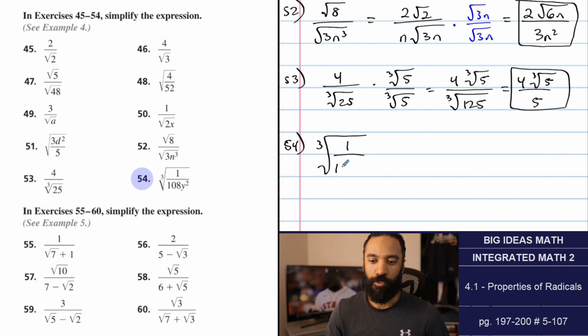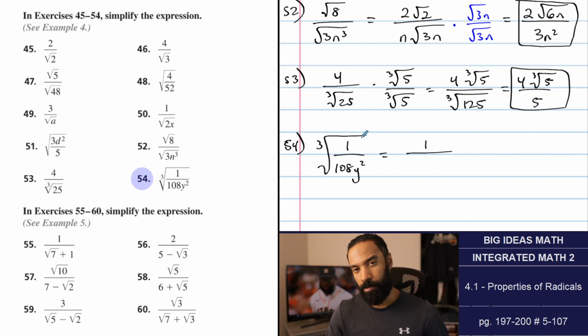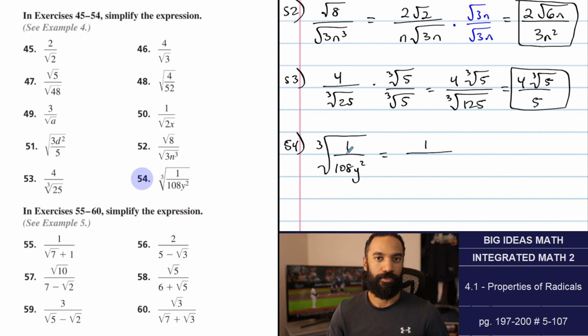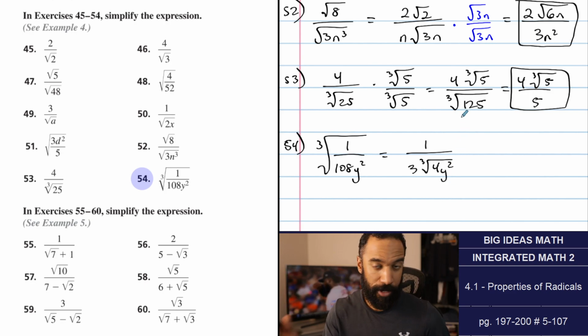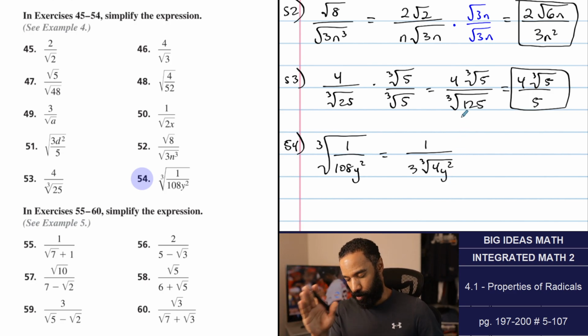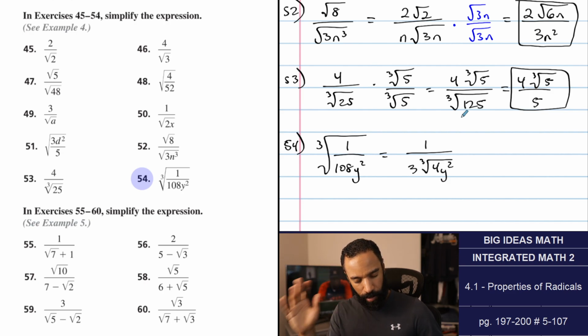Cube root of 1 over 108y squared. Cube root of 1 is 1. I'll leave it be. Cube root of 108, 27 is a perfect cube inside of there, times 4. Cube root of 27 is 3. So I get 3 times the cube root of 4. Y squared is not a perfect cube. It's going to stay inside of there. I want to make sure I said that correctly. 27 times 4 is 108. Yes. 4 is not a perfect cube.